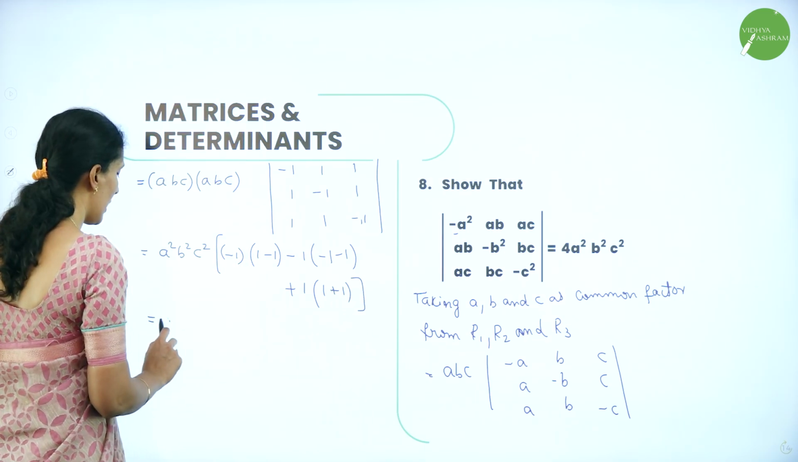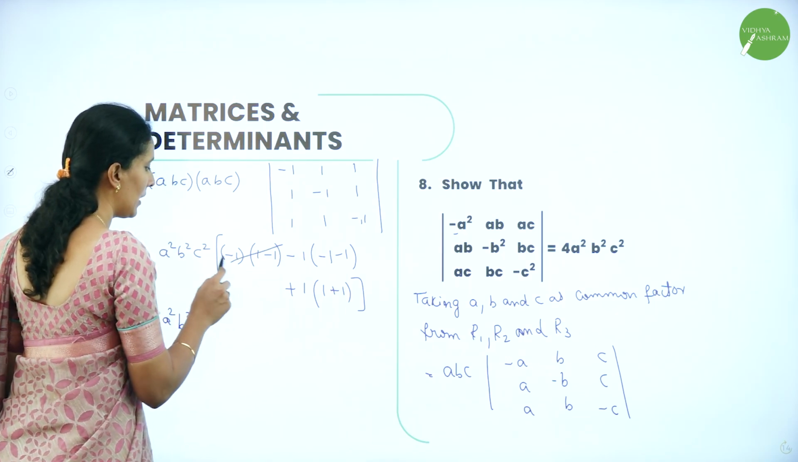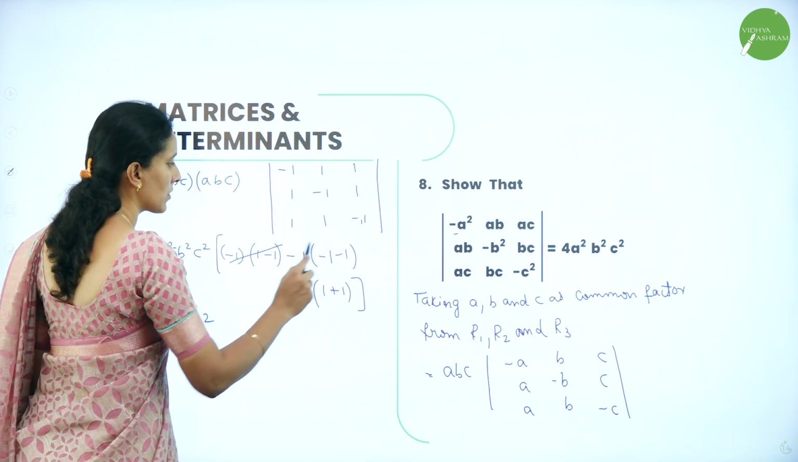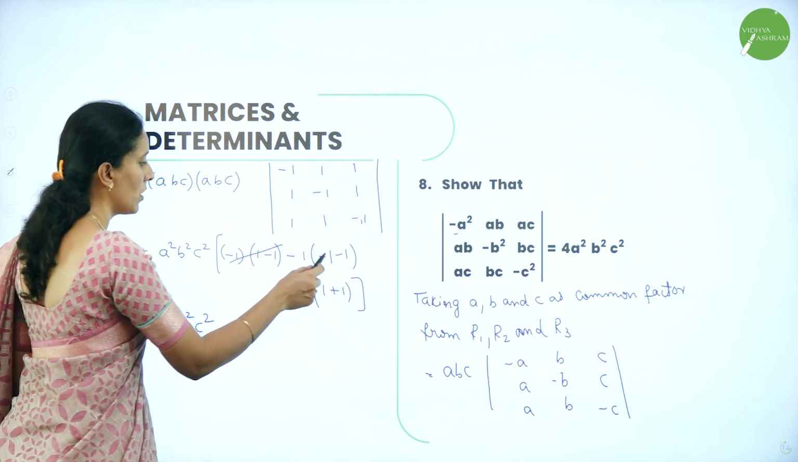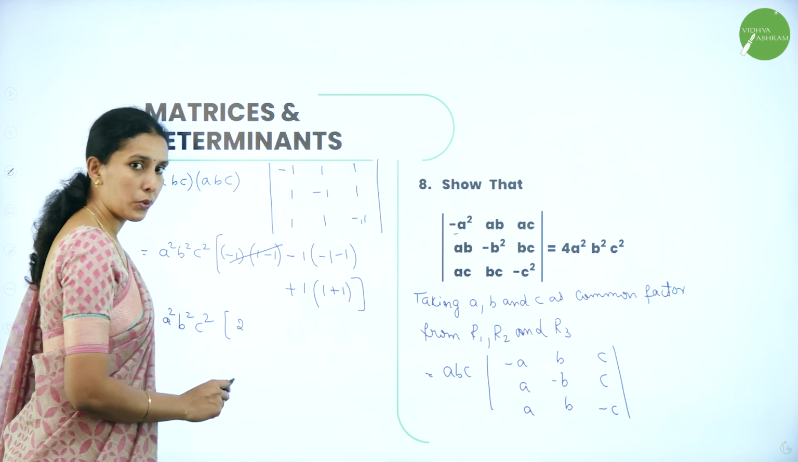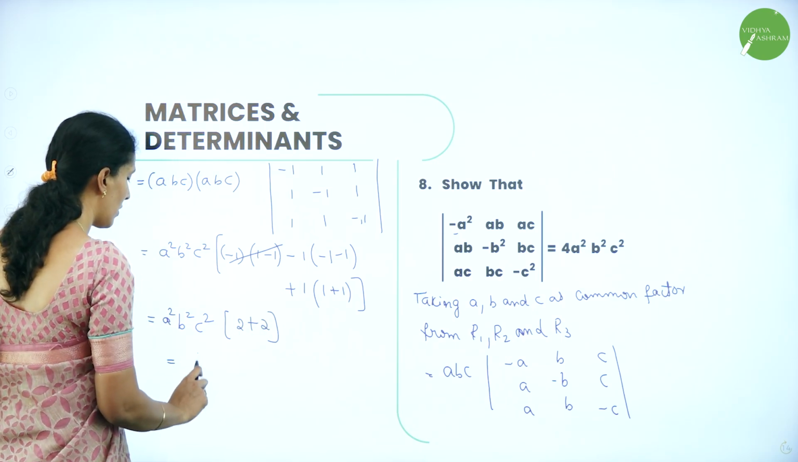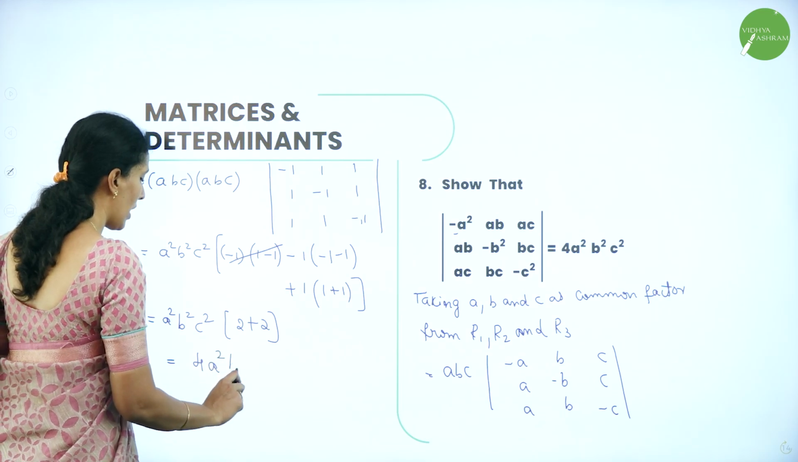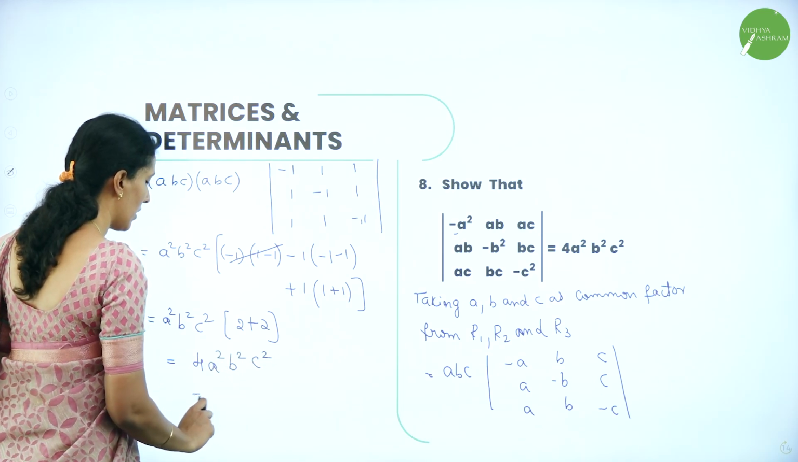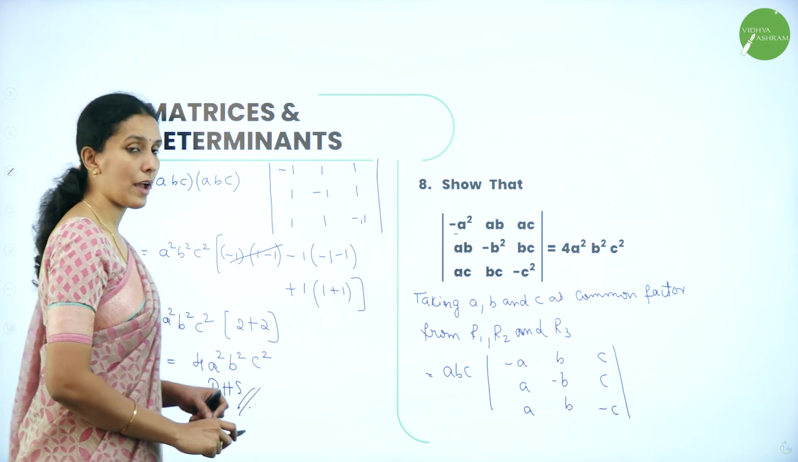So here A square, B square, C square, this completely becomes 0. Minus 1, minus 1, minus 2. Minus 2 into minus 1 becomes plus 2. 1 plus 1, 2. 2 into 1 becomes 2. So 2 plus 2 is 4. So the value is 4 A square, B square, C square. That is the RHS. Hence we have proved.